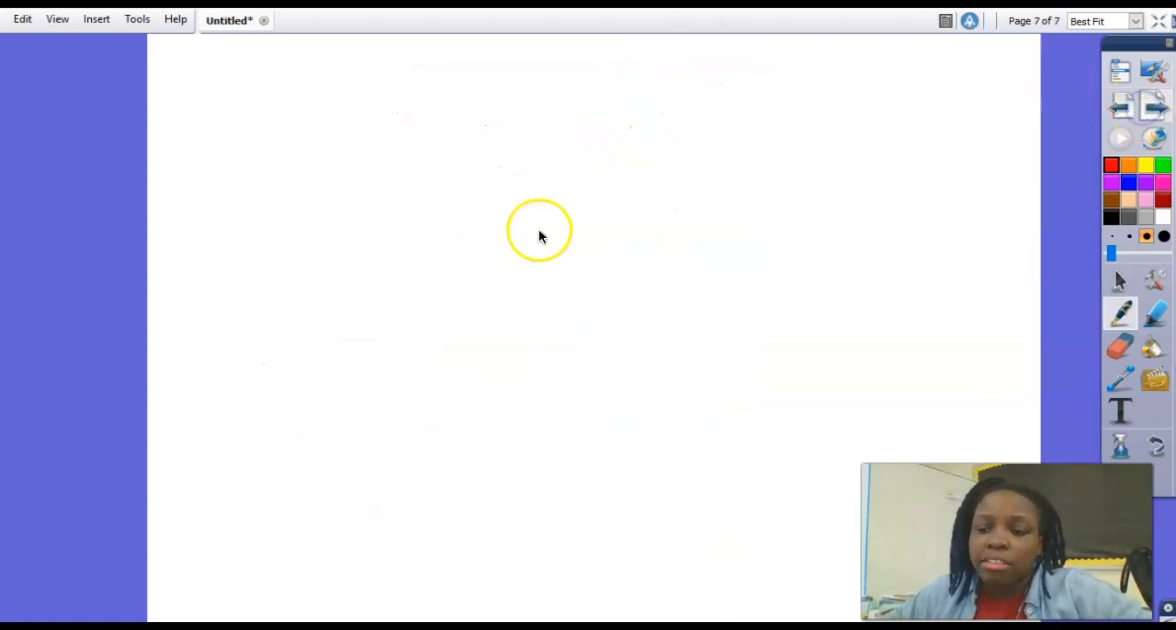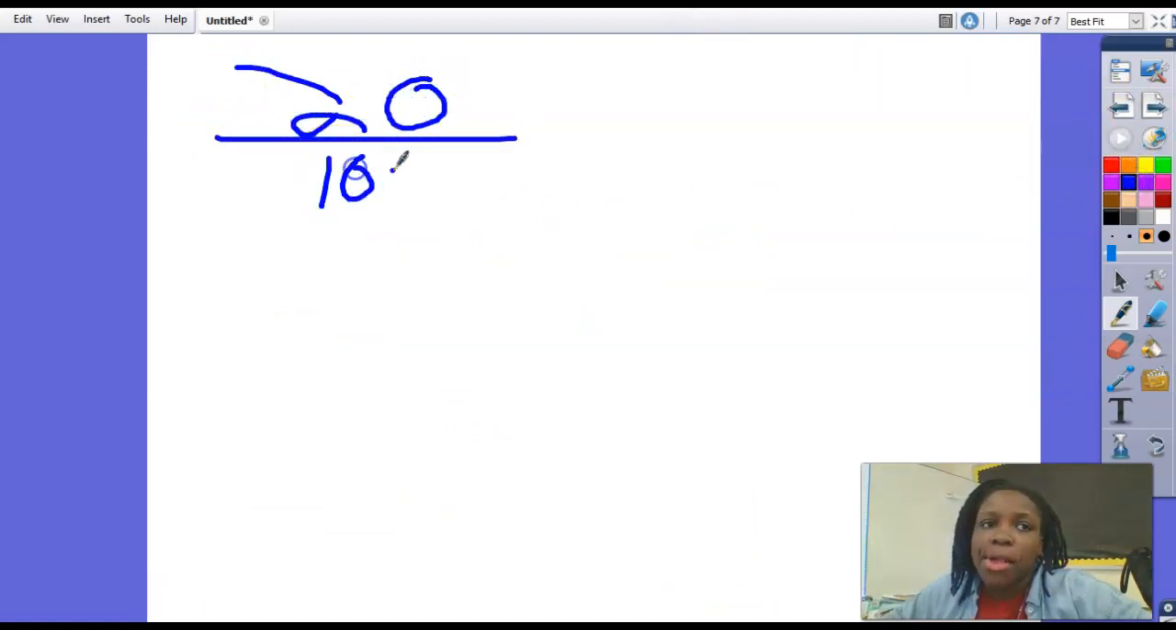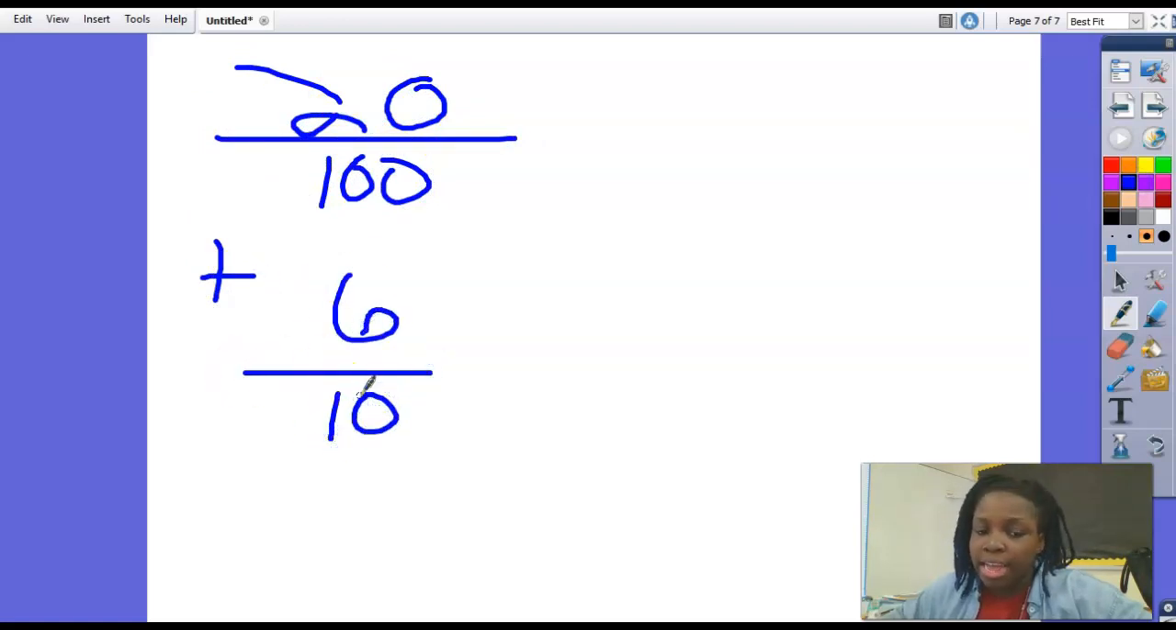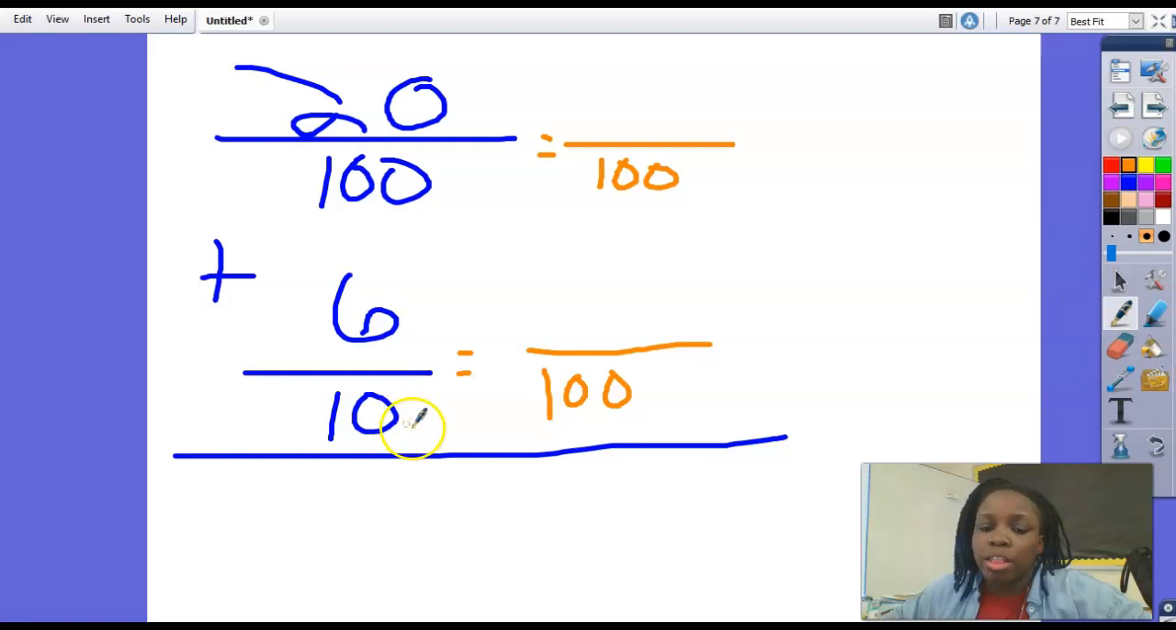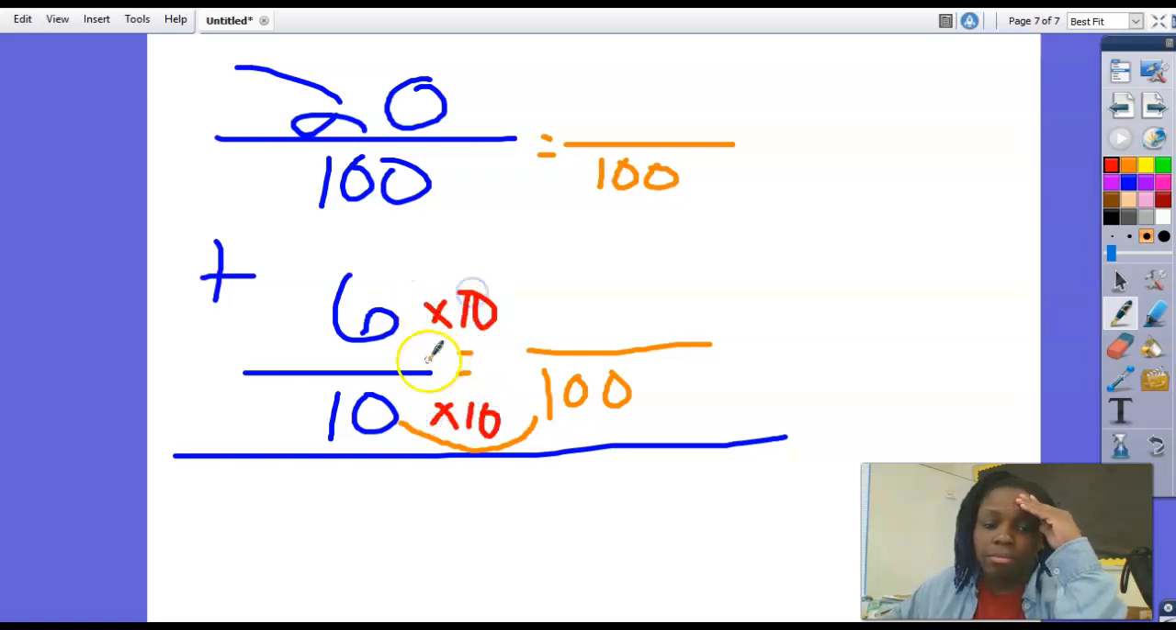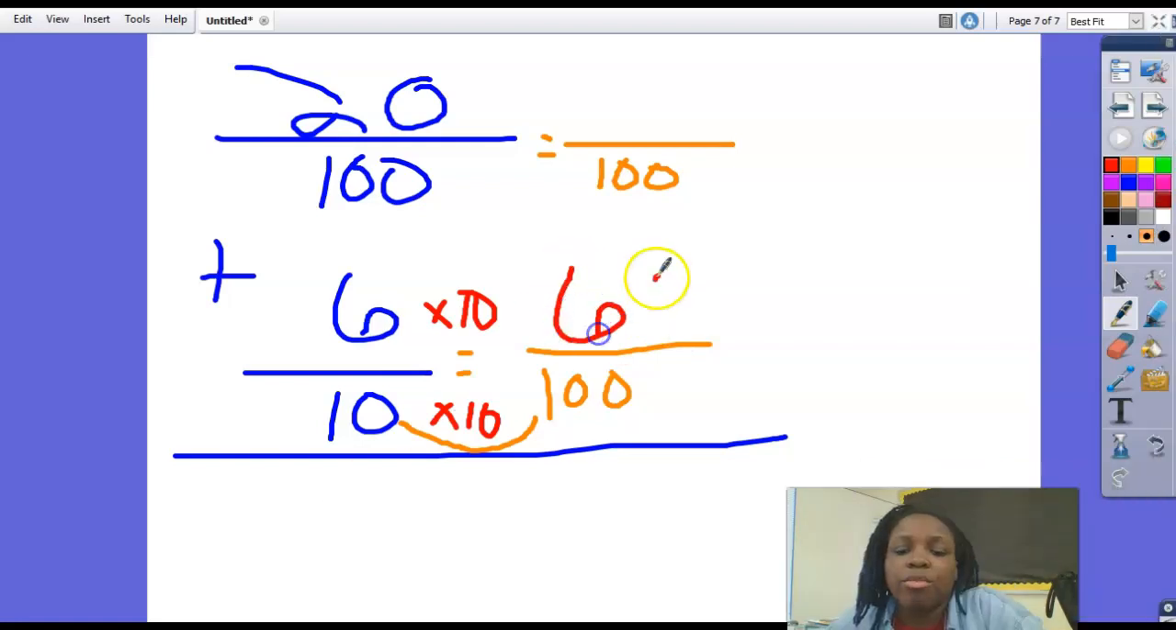All right, let's keep going. Let's work on another one. 20 hundredths plus 6 tenths. My denominators are different. I cannot add when denominators are different. So what's the first thing I do? Great. Set our denominators equal to 100. All right, and then what do I look for now? 10 times what equals 100? Great, times 10. What I do at the bottom, I do at the top. So what will be my numerator? Good, my numerator will be 60.